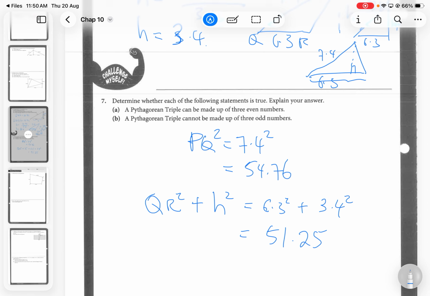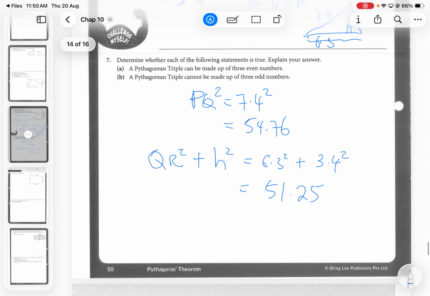Alright. You have to find them individually. Longer side square is how much? The other two shorter sides square added together is how much? Then you compare the numbers. If the numbers are the same, you say it is a right angle triangle. When you see the numbers are different, you say it is not a right angle triangle.